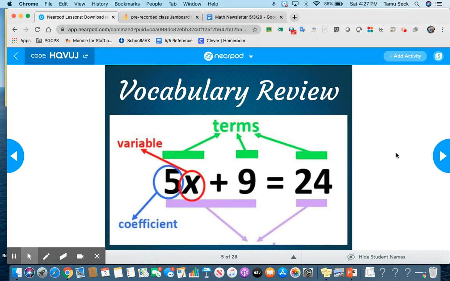So let's review some vocabulary. The variable is a letter that represents an unknown number. The constants have no variable, and the coefficient is a number that multiplies the variable.